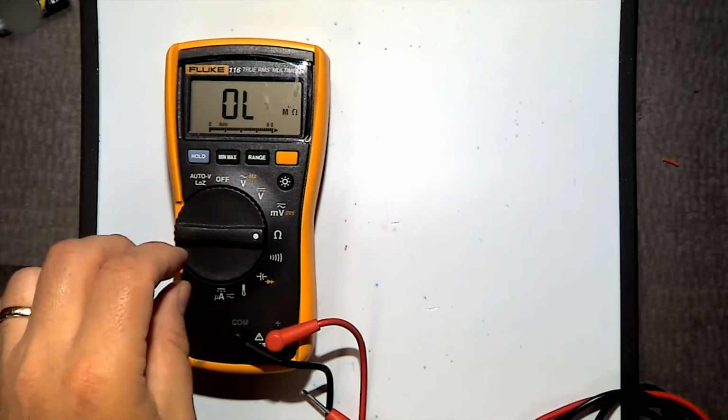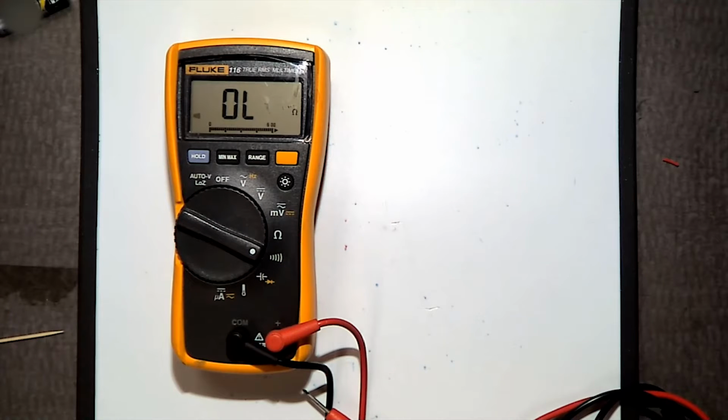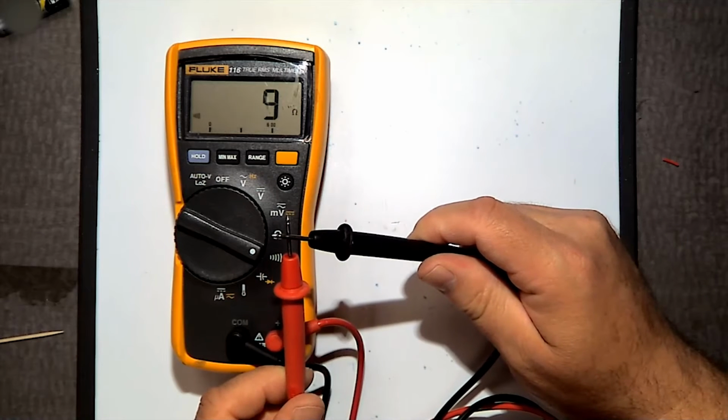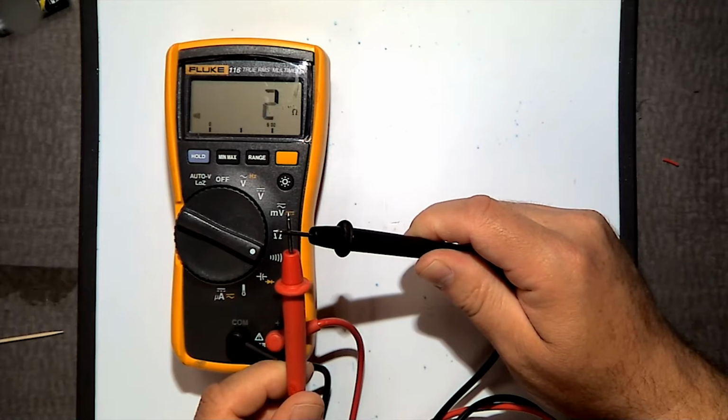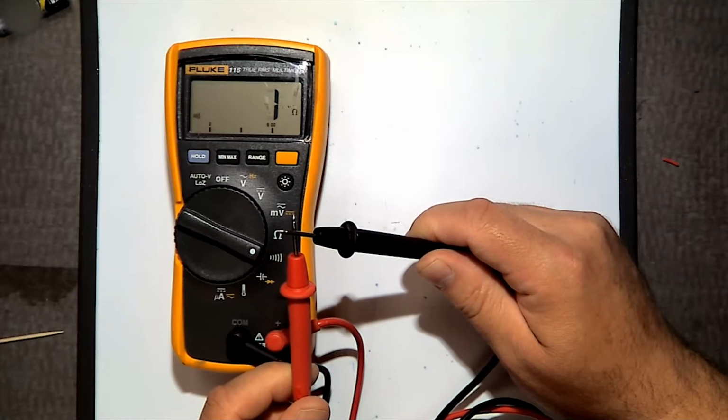So that's why you see that symbol. We also have an audible signal. So if we wanted to check for continuity, and you may not be able to hear this, but when I touch my leads, I'm getting an audible indicator. I'm getting a beeping, a constant beeping sound.